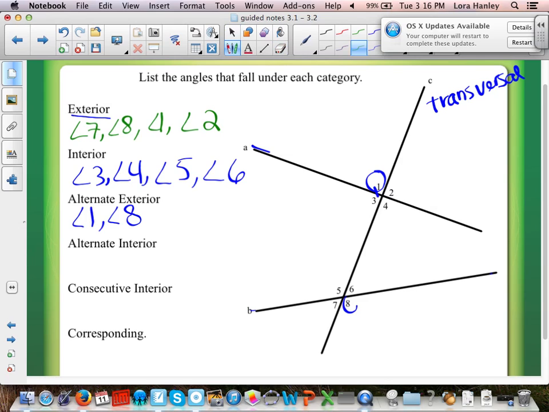We also have another pair of alternate exteriors. Instead of 1, if I use angle 2, well, across the transversal and below the line would be angle 7. Angle 2 and angle 7 are also alternate exteriors.